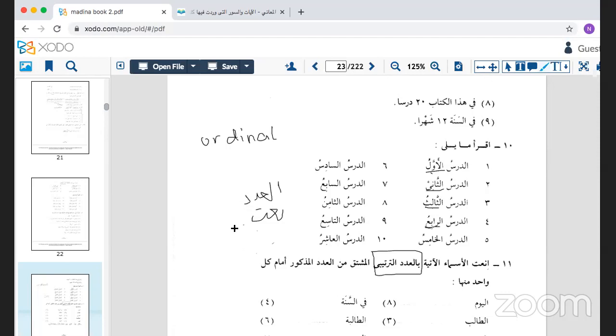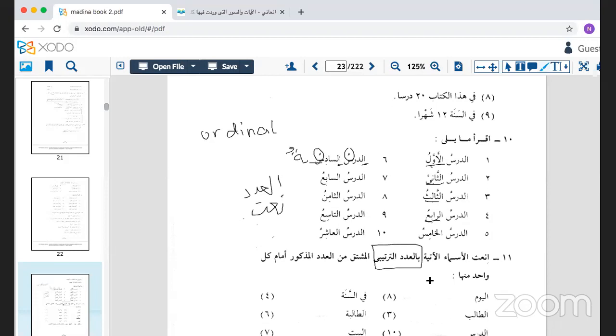The adad is na'at. So, for example, ad-darsu as-sadisu. As you can see, it has a dhamma, it's mudhakkar, there's no ta' marbuta, and it has alif lam. If it was mu'annath, you would simply add ta' marbuta, as-sadisatu. Jayid?